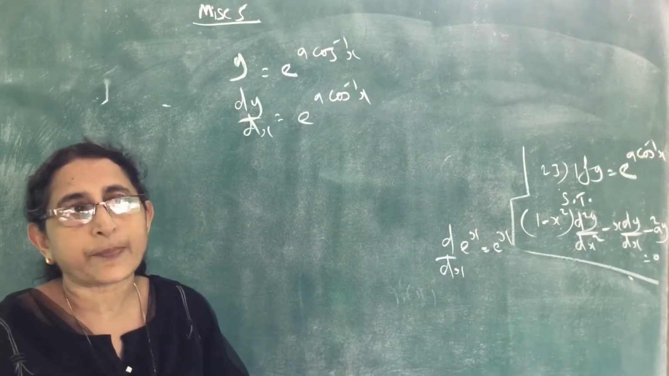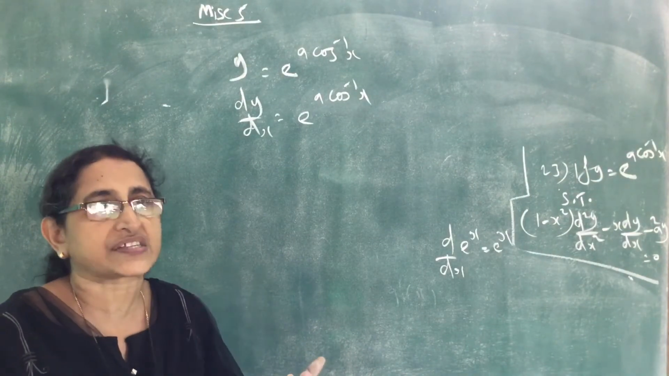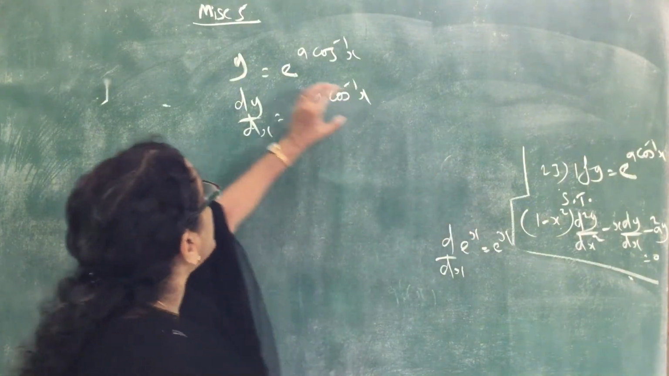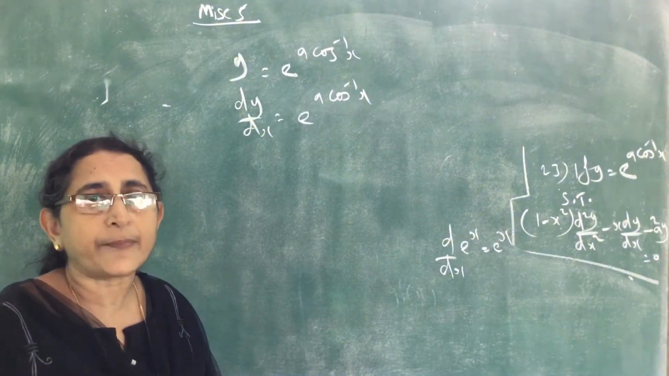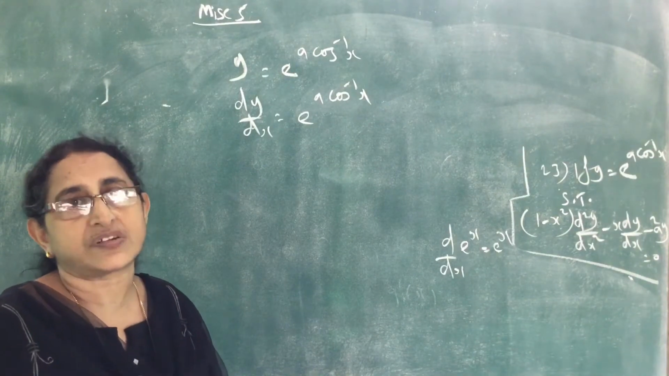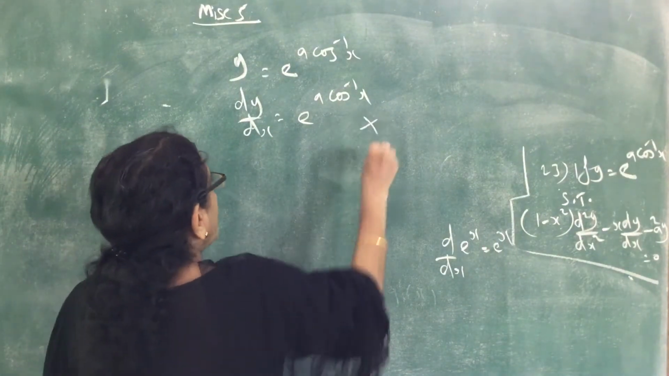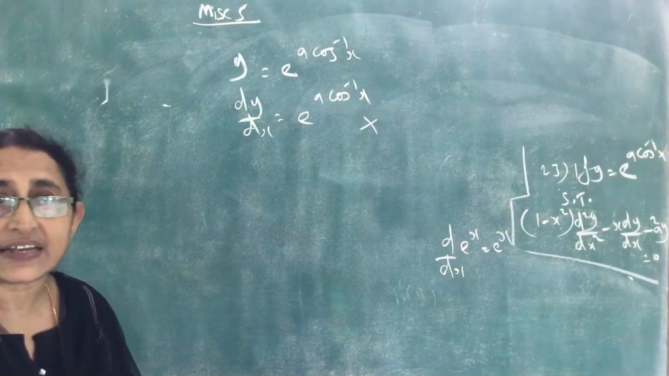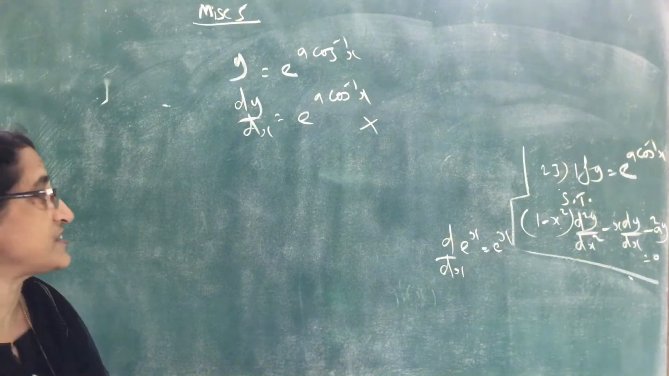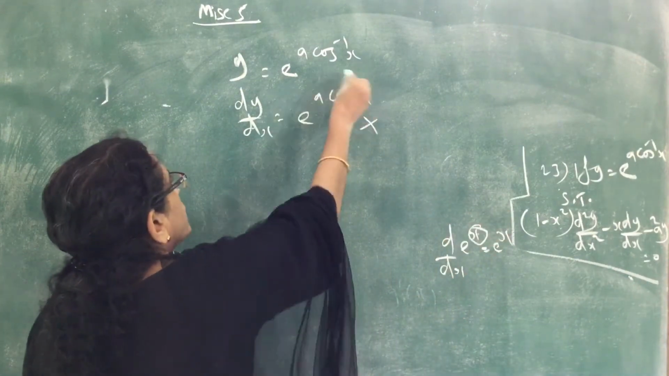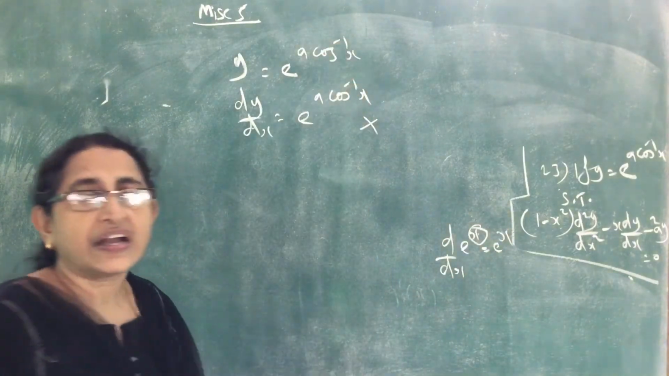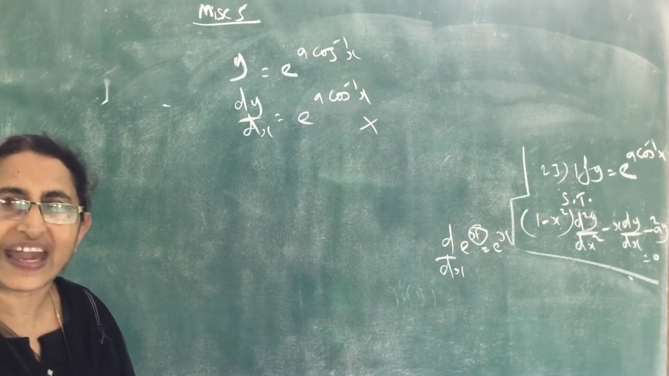But we have to multiply by the function which is in the place of x. What is in the place of x here? In the place of x here, a cos inverse x. So we have to multiply by the derivative of a cos inverse x. Don't stop there, because in the place of x here it is a cos inverse x, so we have to multiply by the derivative of a cos inverse x.